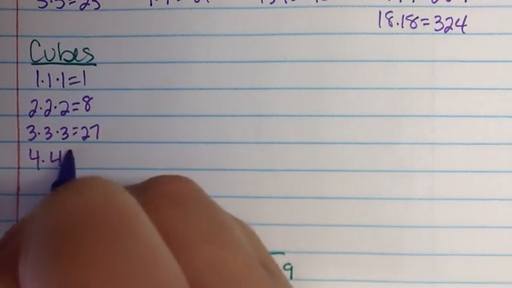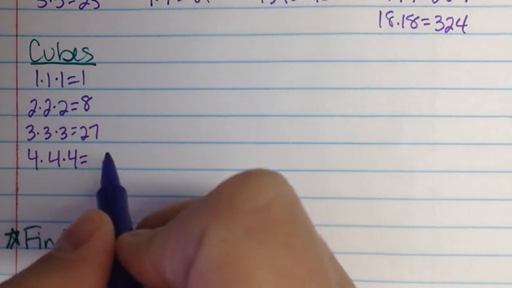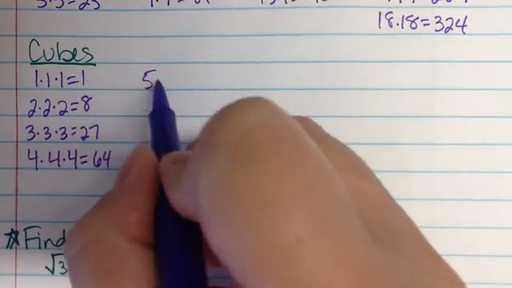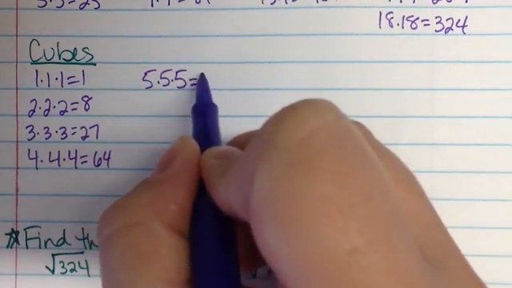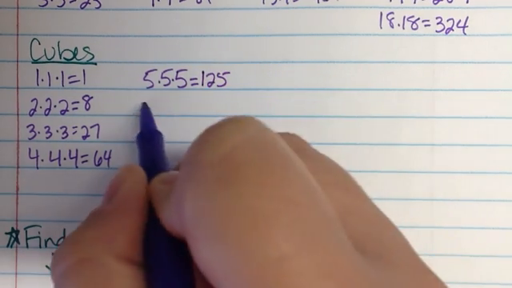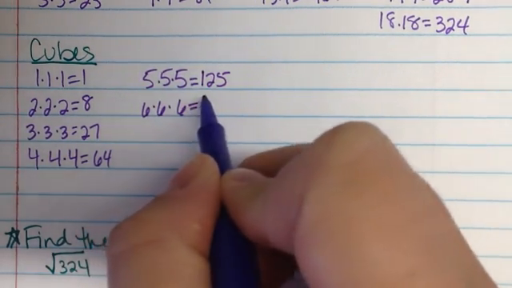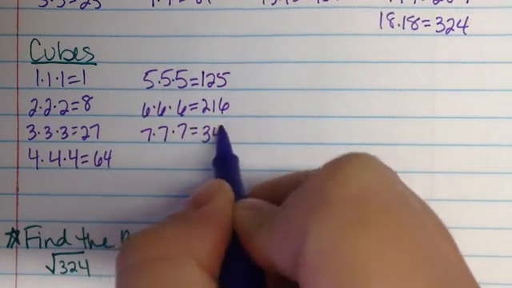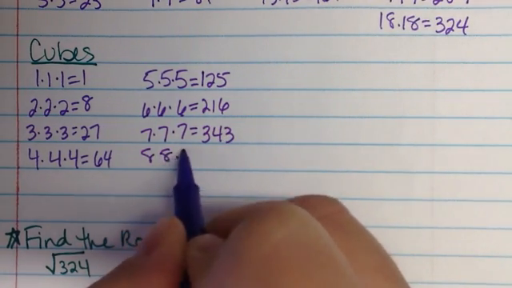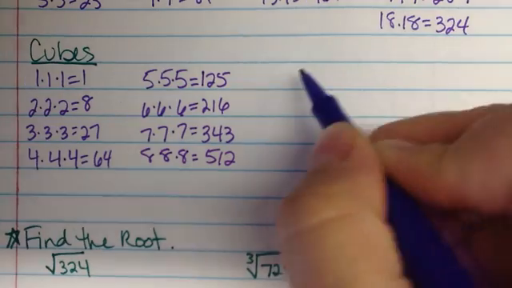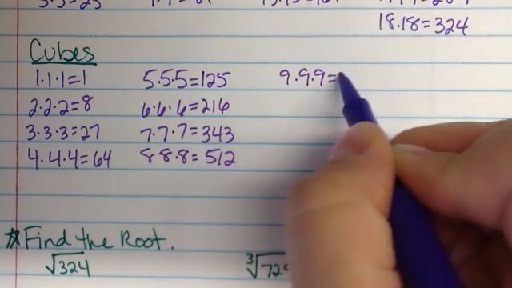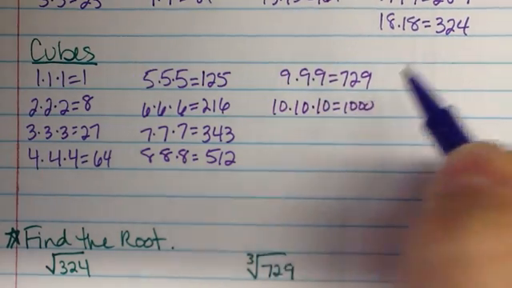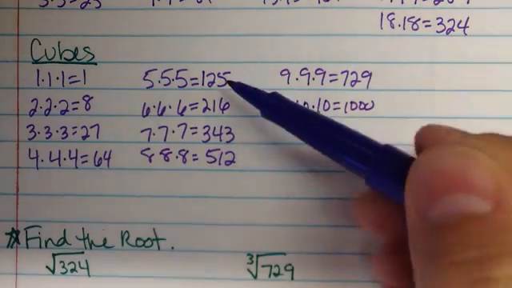4 times 4 times 4 is 64. 5 times 5 times 5 is 125. 6 times 6 times 6 is 216. 7 times 7 times 7 is 343. 8 times 8 times 8 is 512. 9 times 9 times 9 is 729. 10 times 10 times 10 is 1000. And the answers are all of the cubes.